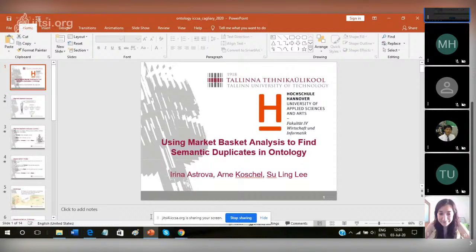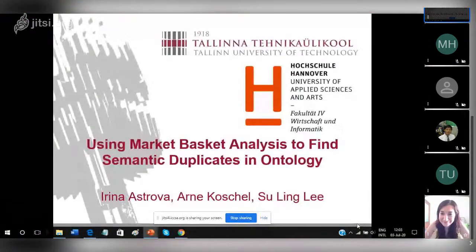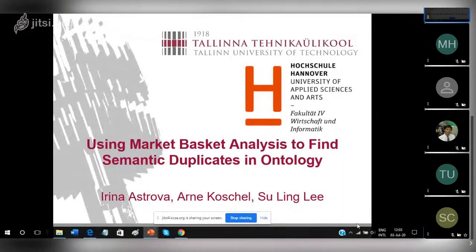So, can you see my screen? Yes. Okay, then I can start. Hello, my name is Irina Astrova. I'm from Tallinn University of Technology. Let me present a paper on using market basket analysis to find semantic duplicates in ontology. This paper was written in cooperation with the Hanover University of Applied Sciences and Arts.